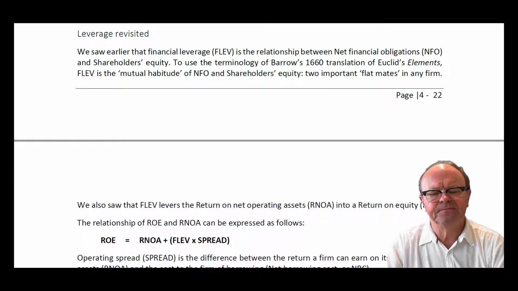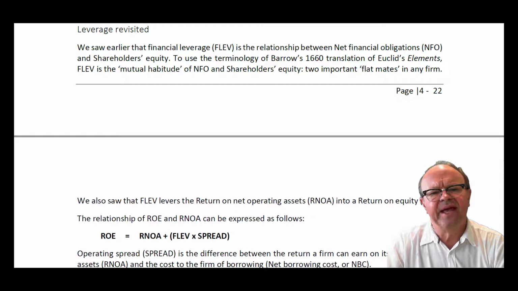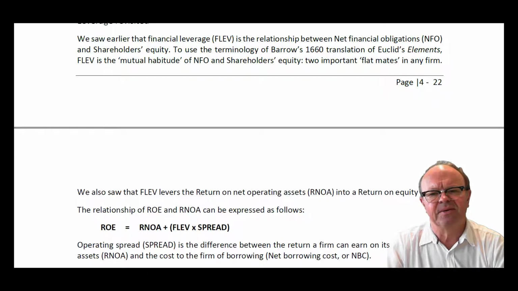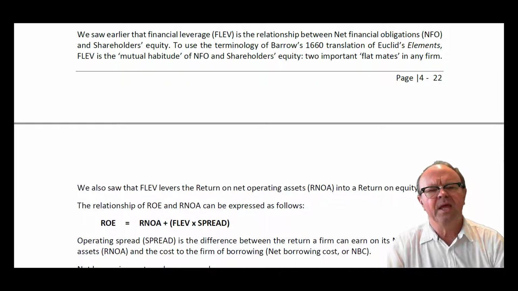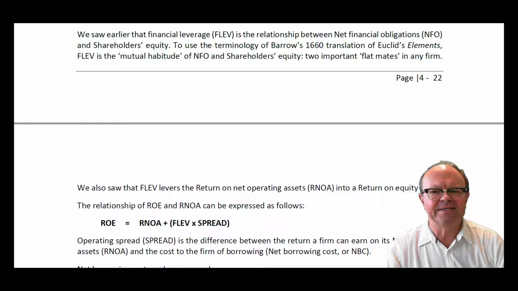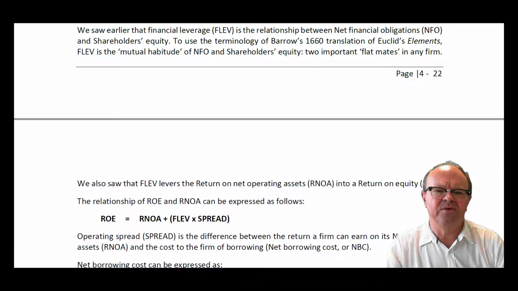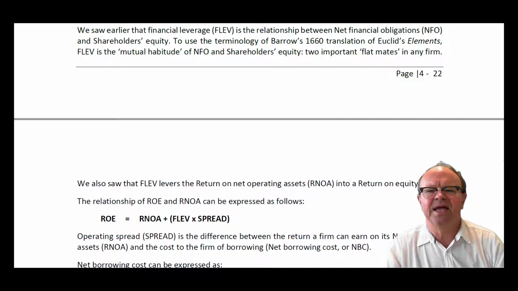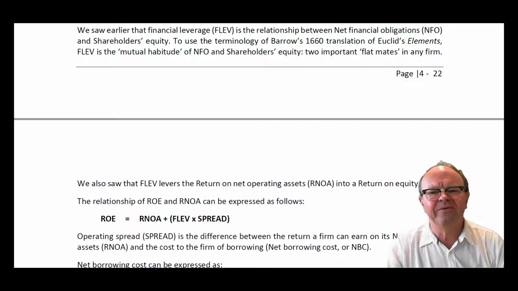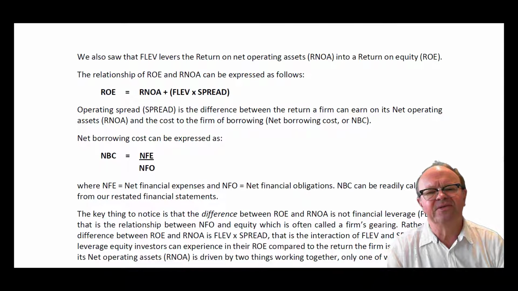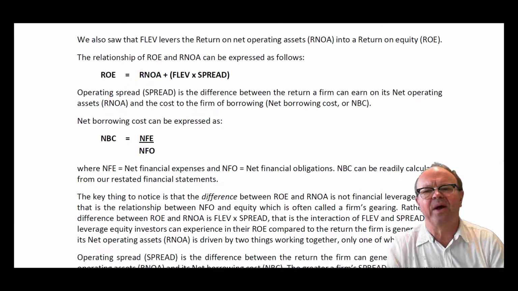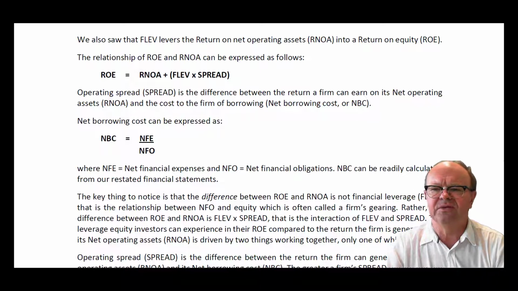Leverage revisited. We saw earlier that financial leverage, FLEV, is the relationship between net financial obligations and shareholders' equity. To use the terminology of Barrow's 1660 translation of Euclid's Elements, FLEV, financial leverage, is the mutual habitude of net financial obligations and shareholders' equity, two important flatmates in any firm. We also saw that financial leverage levers the return on net operating assets, RNOA, into a return on equity, ROE.